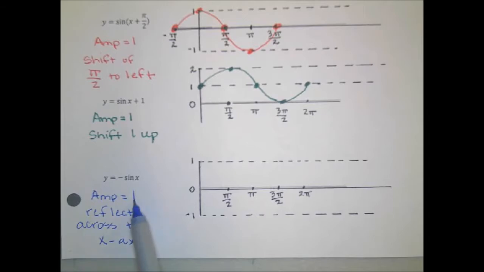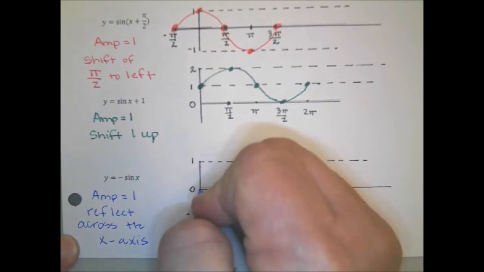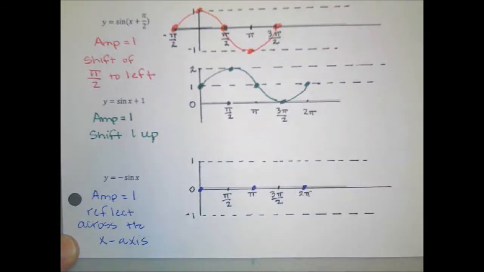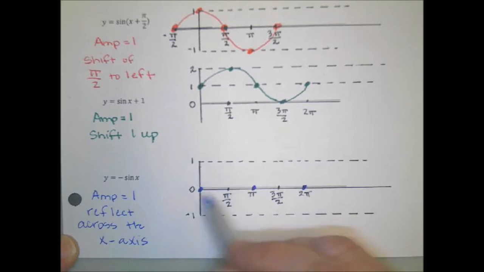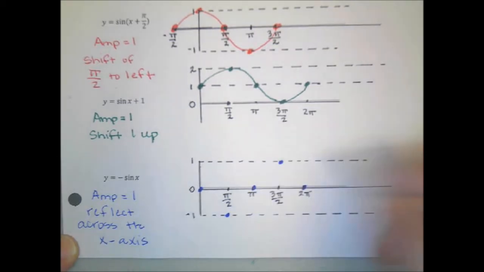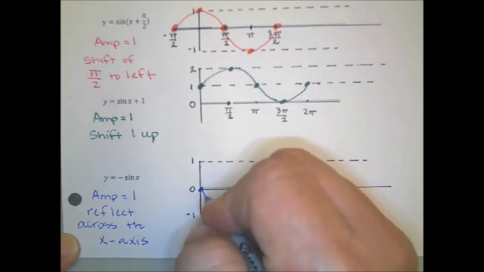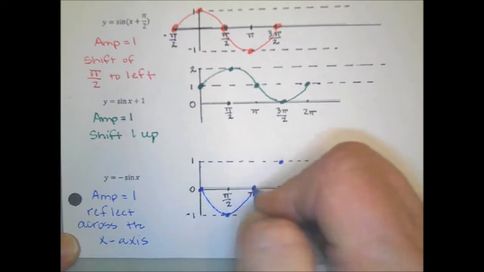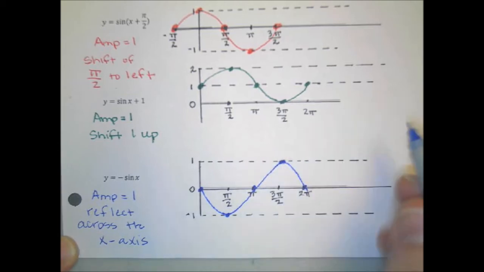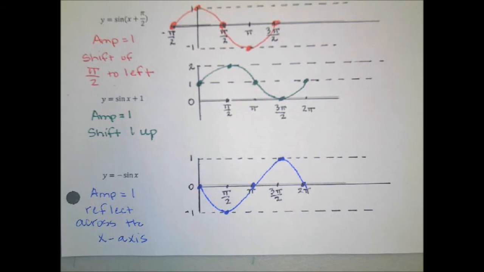So if we're not changing the amplitude, and we're not shifting left or right, and we're not shifting up or down, then we're almost back to the original parent function that starts right here, and then it has the 3 places where it's at 0. But instead of going up, it comes down, and then it goes up. And so it actually looks like this. That's y equals opposite sine x.